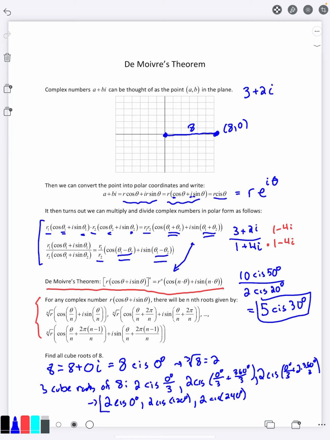And you can convert those into a plus bi if you want to, or you can leave it in the polar form. But this allows you to find the roots of all the numbers you have. And the reason why this is important is if you think about solving the equation x cubed equal to 8, well, in the past you probably just took the cube root of both sides and you got x equal to 2, and then you'd stop.